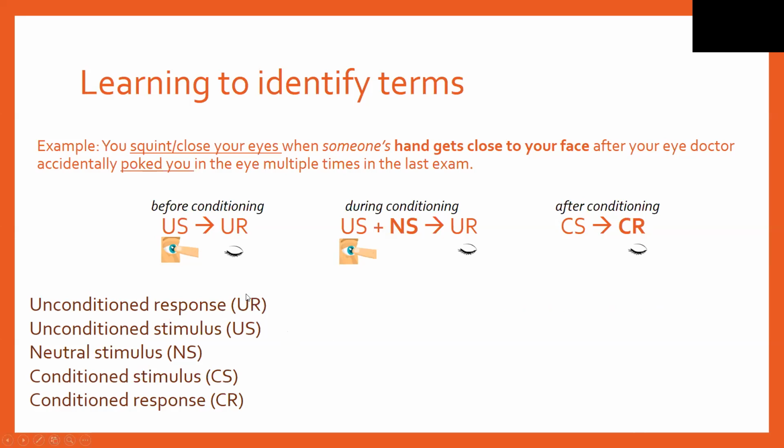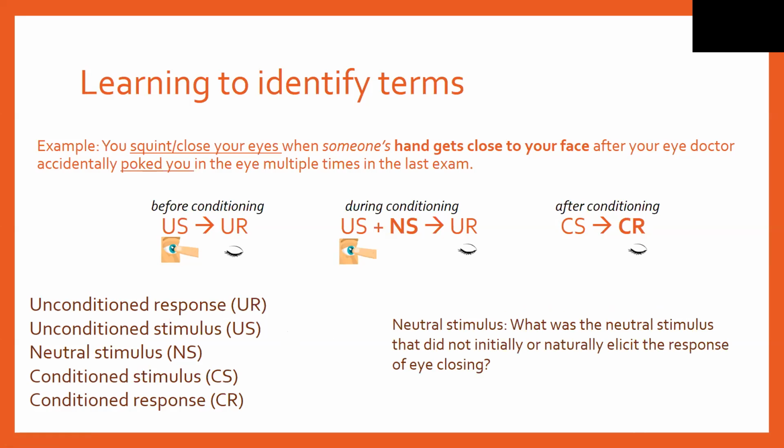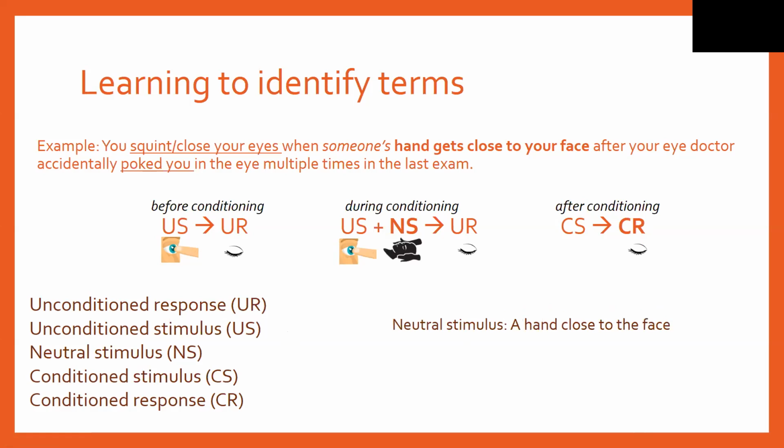So now we have to identify the neutral stimulus. So what was the neutral stimulus that didn't initially or didn't naturally elicit the response of eye closing? That would be the hand close to the face. Perhaps you've never been poked in the eye or hit in the face accidentally or whatnot. And so having a hand or something close to your face wouldn't naturally make you flinch and close your eyes, in this case at least. So the neutral stimulus is just having the hands close to the face.